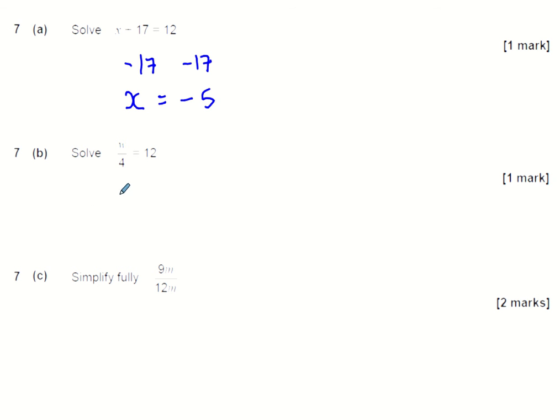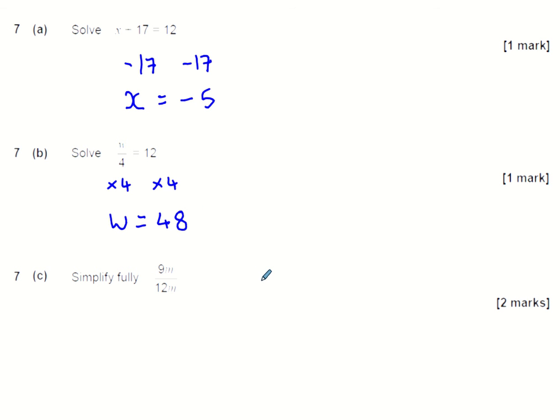For part B, w divided by 4 equals 12. Once again, the opposite of dividing a number by 4 will be to multiply the number by 4, and so we have to do that to both sides. W divided by 4 multiplied by 4 is just w. And on the other side, 12 times 4 is 48. W is equal to 48.